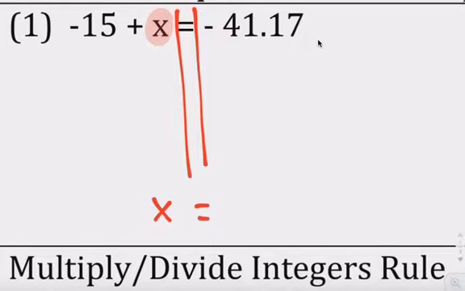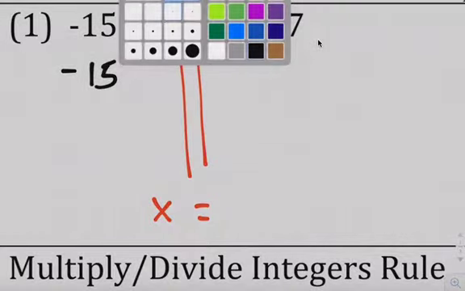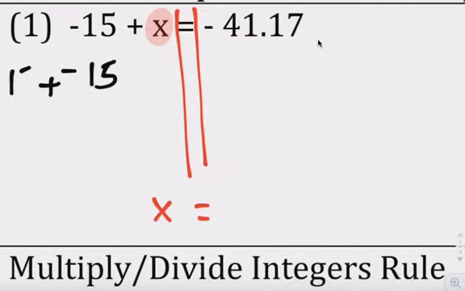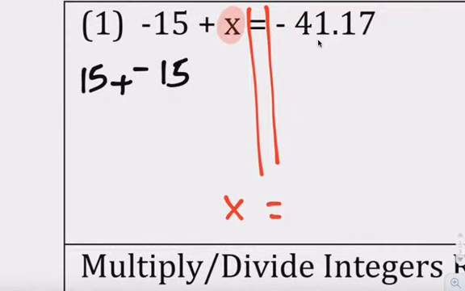Okay, we got the negative 15. In order to make it 0, we have to add a 15. Those two, written like that, all mean the same. Okay, that will get you 0.